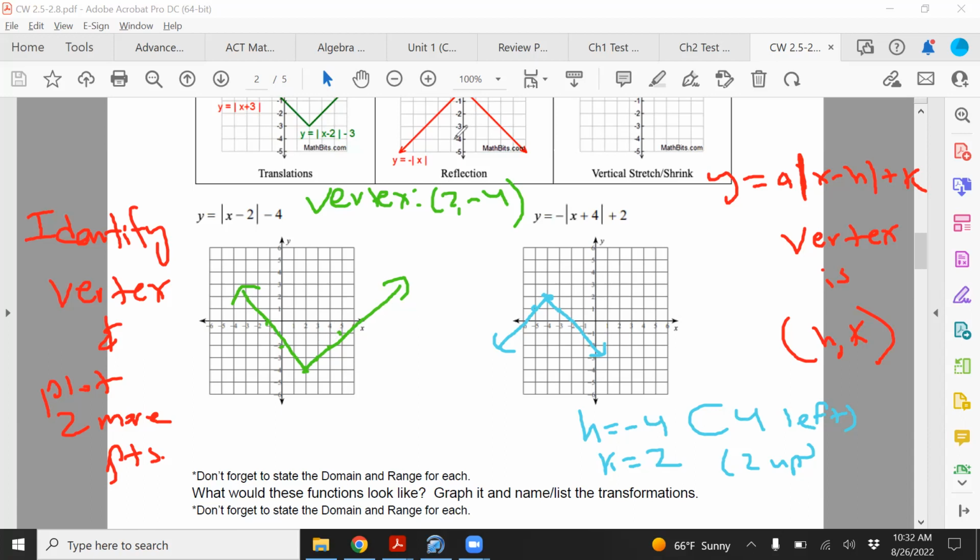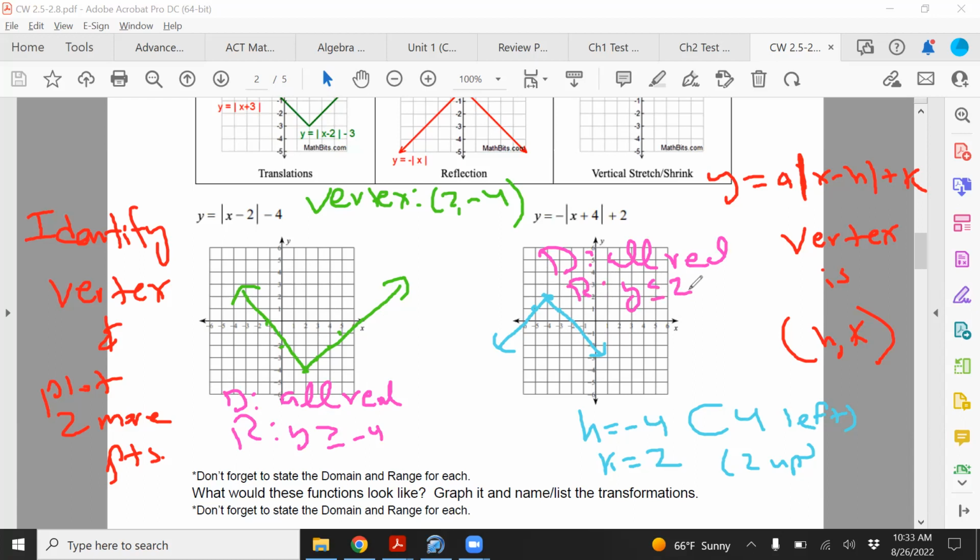Domain, let's do domain really quickly. Domain is x, range is y. Is domain always going to be all real? Domain is all real. Range is all real greater than or equal to -4, and all real smaller than or equal to 2. Perfect. Good work, Hugo.